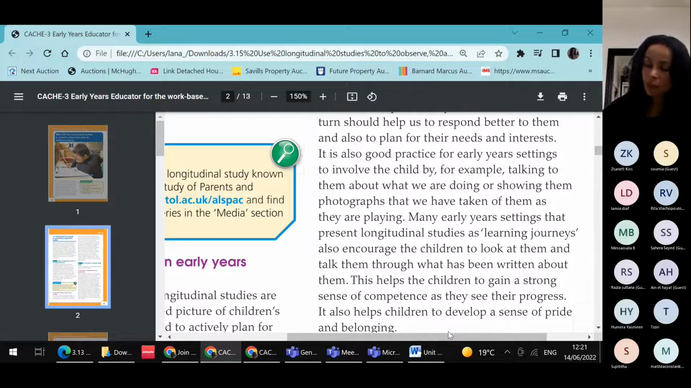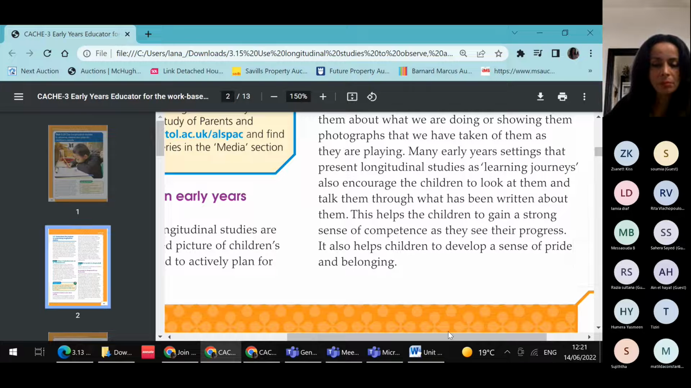So the more we talk to this child, that will increase their self-esteem. They will feel that they are important. They feel that they are competent. Why? Because they have more progress. Now we know what they like. We provide them with what they like. That will give them a sense of achievement, a sense of pride. That will help them a lot.